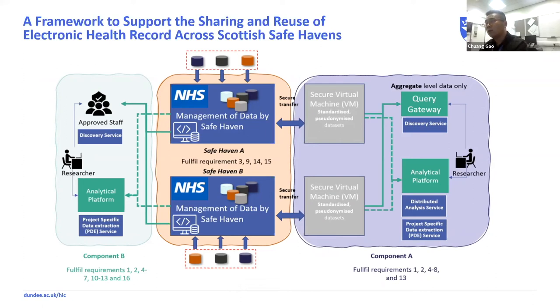So in order to achieve a federated way of bringing regional level data into a national level, we have proposed a framework to support the sharing and reuse of health data records across Scottish safe havens. So this is the framework that we propose. I know it's an image that's quite overwhelming. It's got quite a lot of things happening here. But in general, the middle bit are the individual safe haven data repositories. And we have component A and component B, two different approaches to federate data between safe havens. So in the next two slides, I will talk about component A and component B in detail separately.